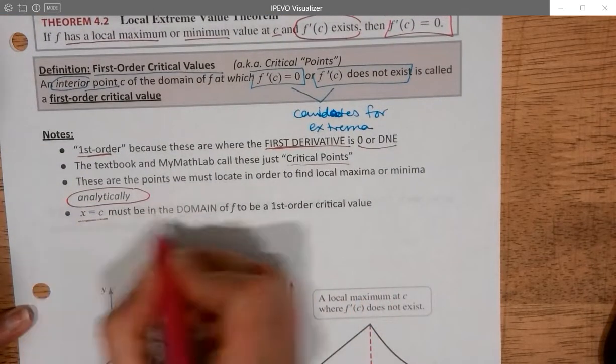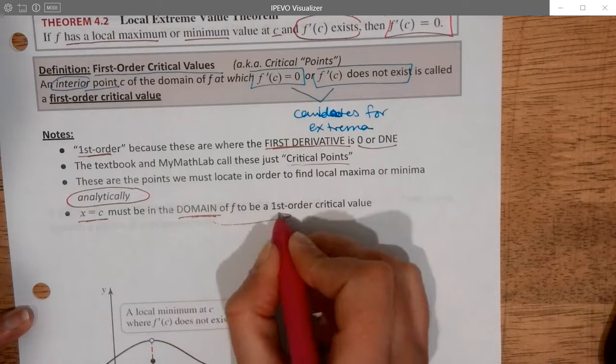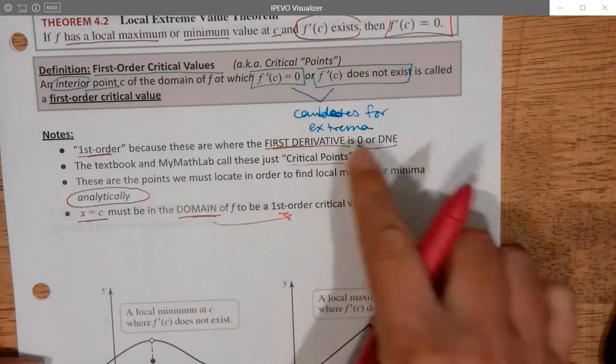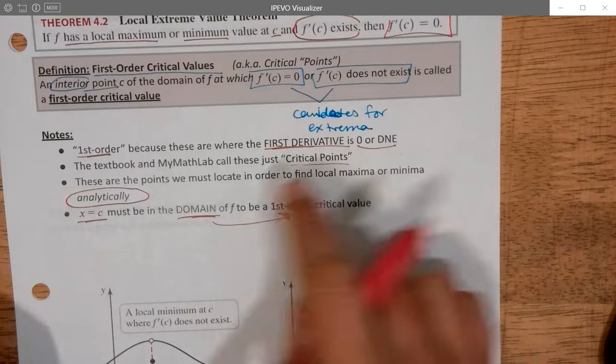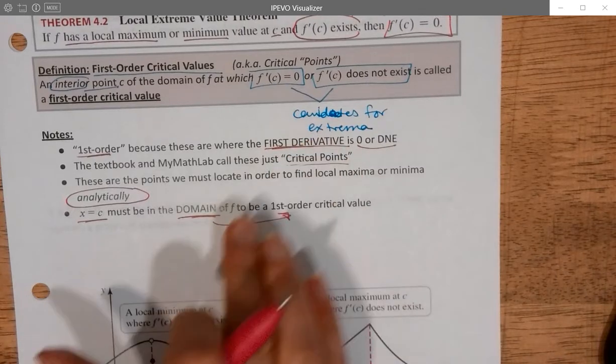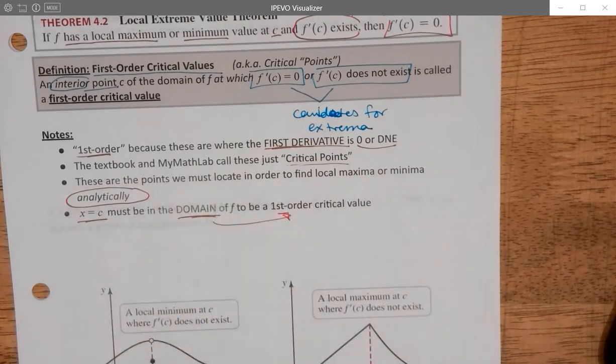And x equals c must be in the domain of f in order to be a first order critical value. So if it's not in the domain, even if it meets the criteria that the first derivative doesn't exist or is not equal to 0, because the domain of the derivative has to be a subset of the domain of the original, it's not going to count.